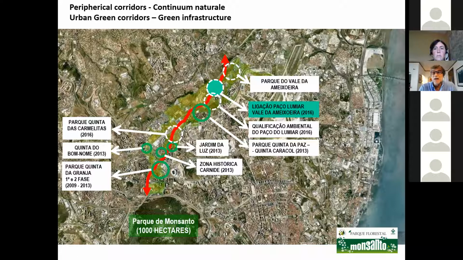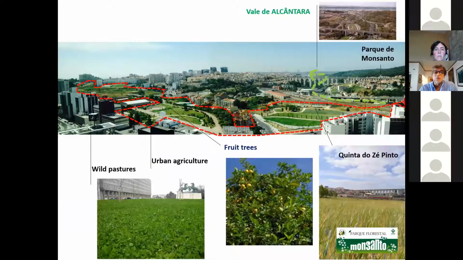For example, by lowering the buildings. If you have the need to build a new building in this kind of corridors, we try to get them as low as possible in order to have, for example, the birding fauna pass over the buildings. So we have different strategies connected with the different situations. And this is really important. This is a main corridor which connects the Monsanto Park to the center of the city.